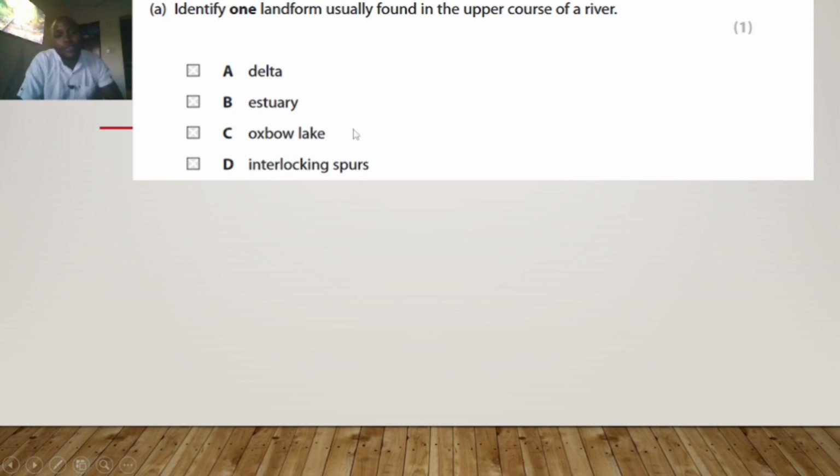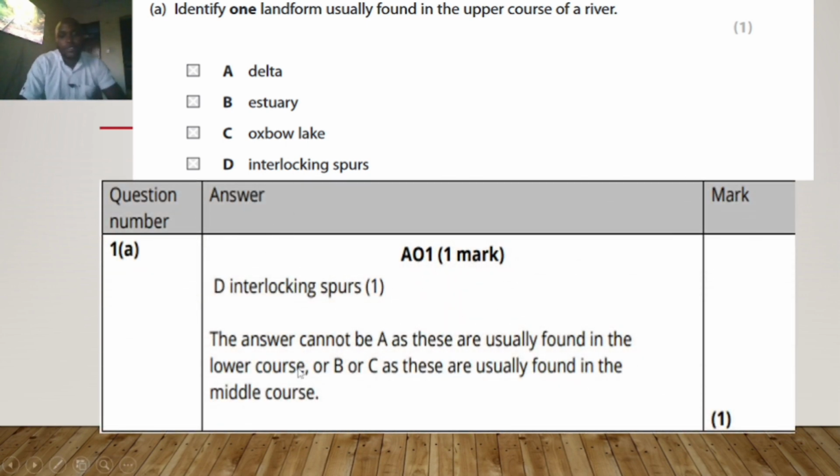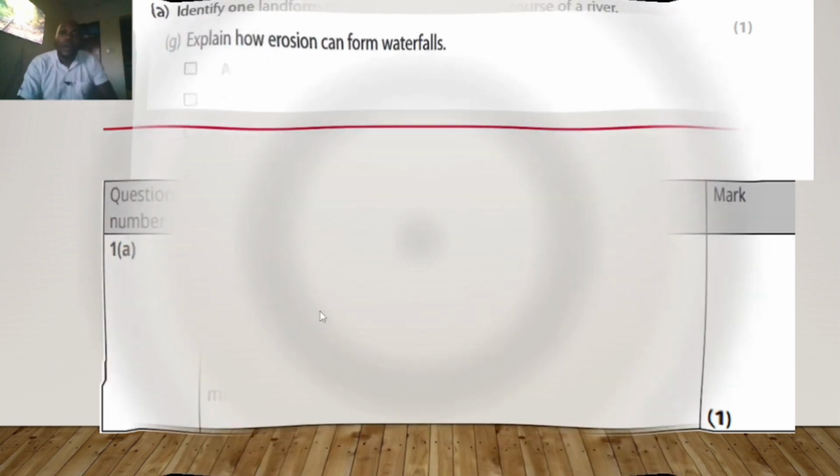This is the answer, because Oxbow Lake is the one that forms down there, but waterfalls, gorges, those are in the upper course. All right, don't forget that. So the answer is interlocking spurs. The answer cannot be A, as these are usually found in the lower course, or B or C, as these are usually found in the middle course. All right, now let's go to the next question.